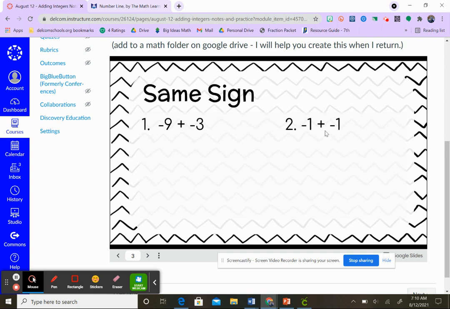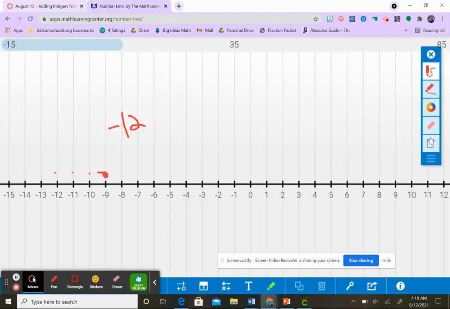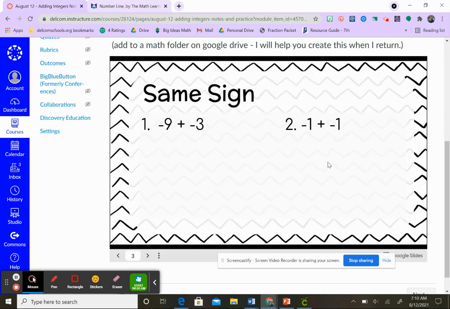Okay, next one is -1 plus -1. Let's do the same thing there. I'm going to go back to -1, and then -1 tells me to go left. So I'm going to go back one more, and I land on -2. Excuse me, sorry. So those are your two for that slide.